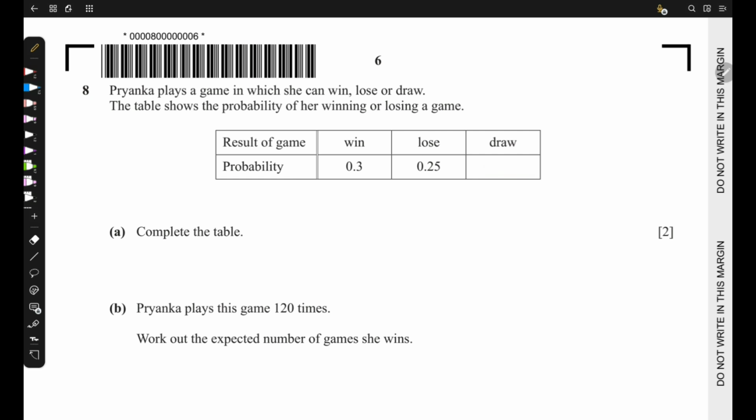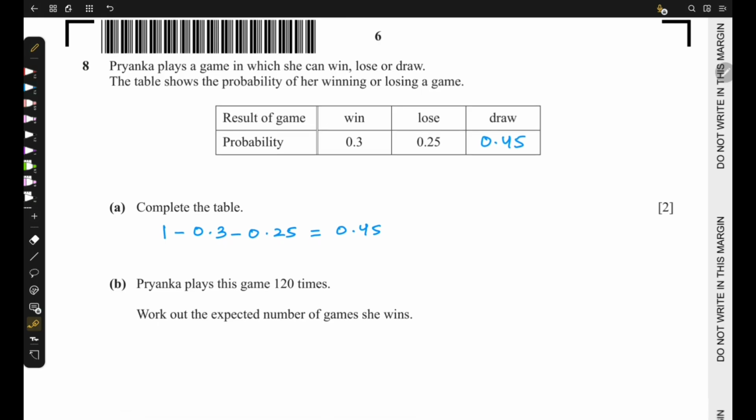What you just have to do is subtract these two probabilities from 1. 1 minus 0.3 minus 0.25. So your answer would be 0.45. So you just have to complete the table.